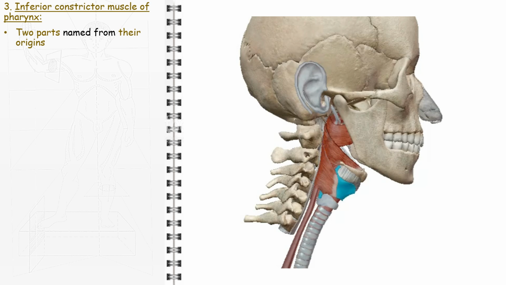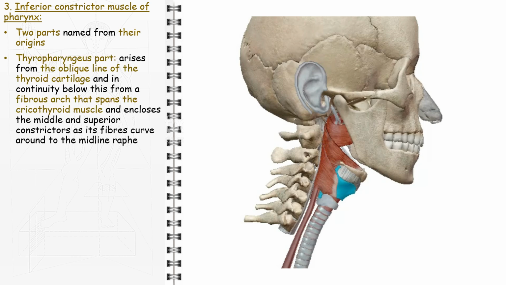The thyropharyngeus arises from the oblique line of the thyroid cartilage and from a fibrous arch continuous with the latter and spanning the cricothyroid muscle. It encloses the middle and superior constrictors as its fibers curve around to the midline raphe. The cricopharyngeus is rounded and thicker.